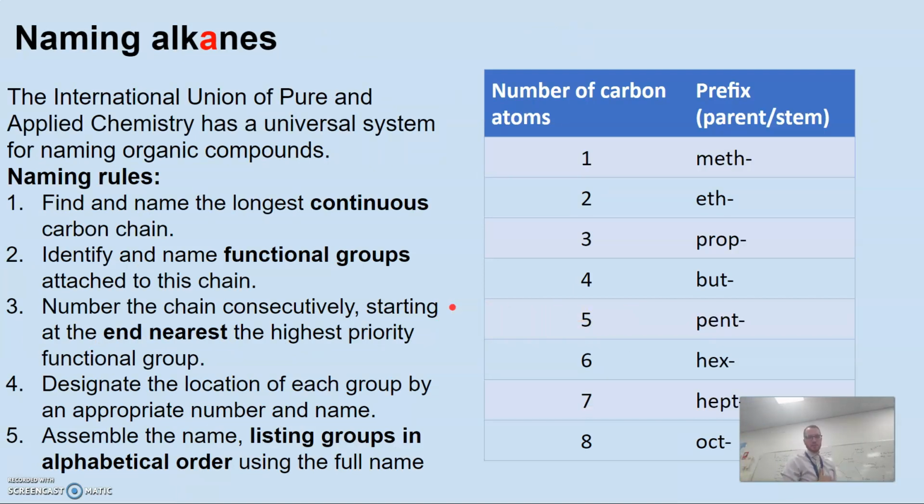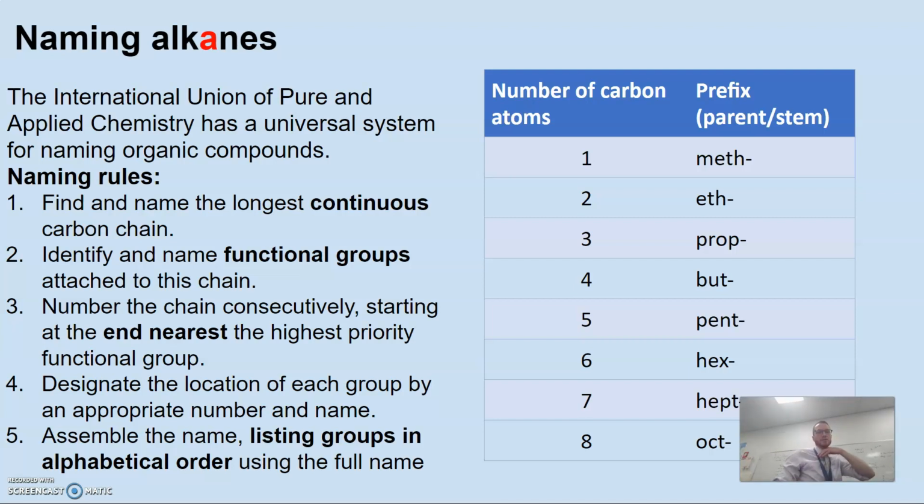Naming of alkanes, we've seen that on the board. We've got some naming rules. Up to oct: meth, eth, prop, but, pent, hex, hept, oct. Number 1, find the longest continuous carbon chain. Second, identify and name the functional group. Name the chain consecutively starting at the end nearest to the highest priority functional group. I'll talk about the priorities later. Number 1 priority is carboxyl, followed by hydroxyl, and then a few others in between, and we end with haloalkanes as the lowest of the priorities.